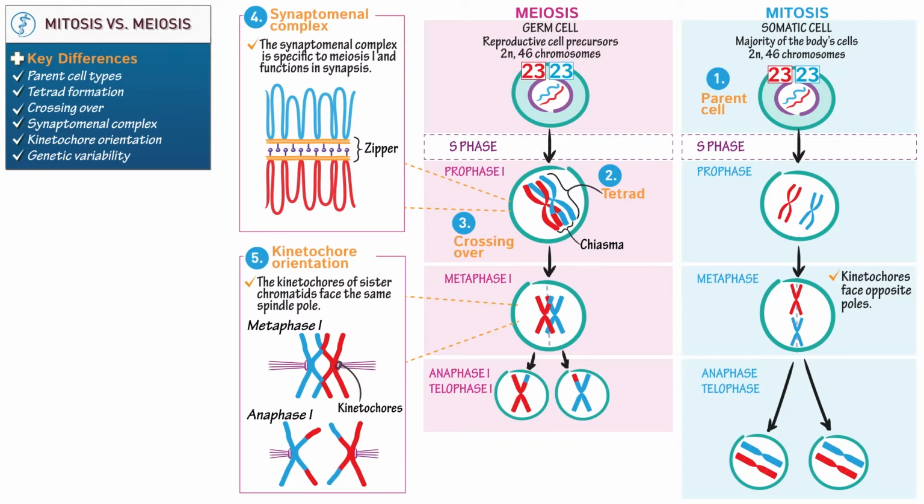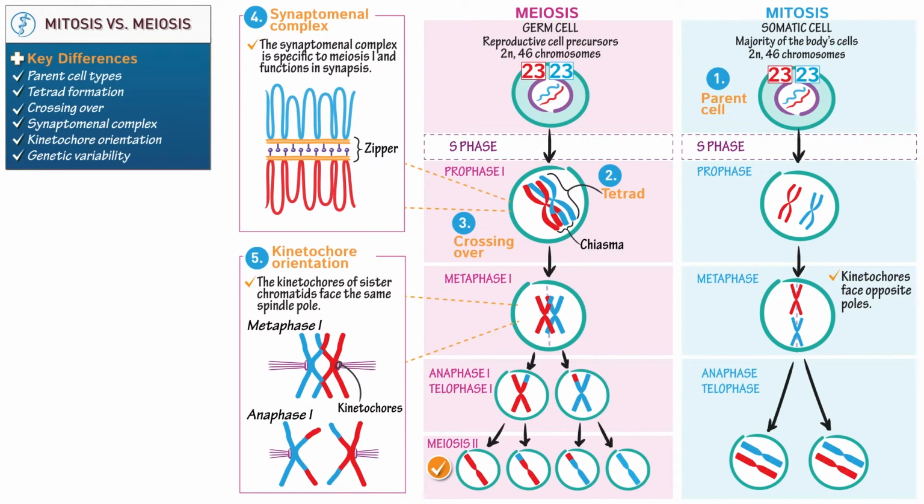Illustrate that meiosis 2 begins almost immediately after the first cytokinesis and produces 4 haploid daughter cells. Finally, indicate that each of these daughter cells is genetically distinct from each other and from their parent cell. This brings us to the final key difference between mitosis and meiosis.